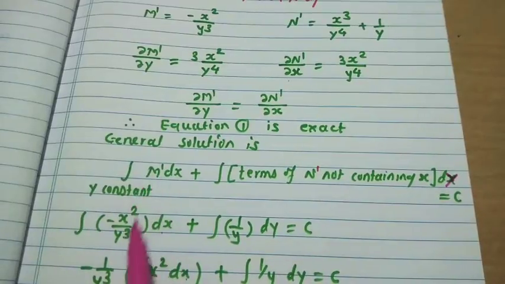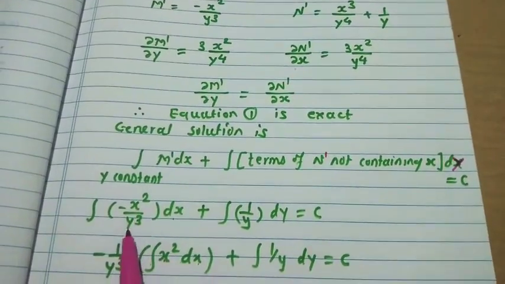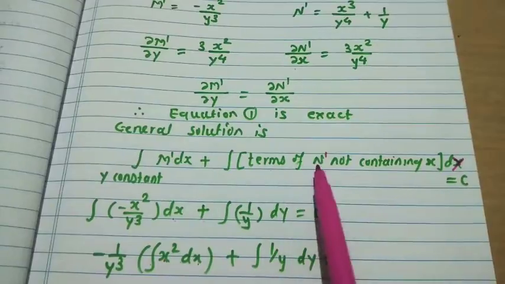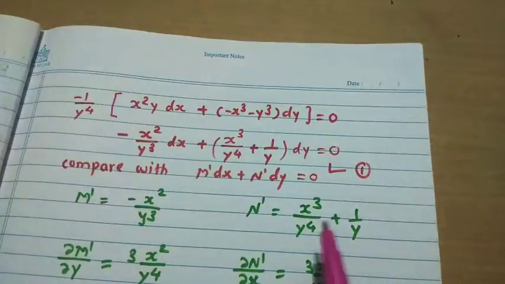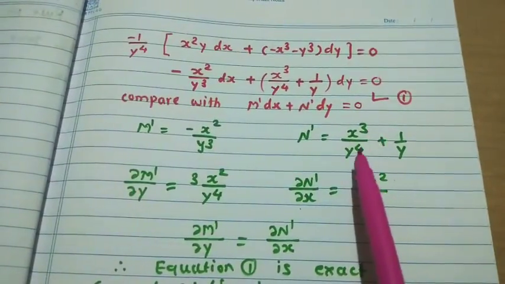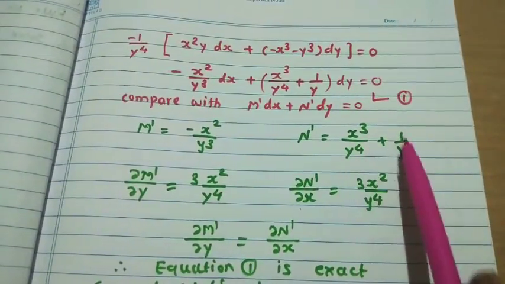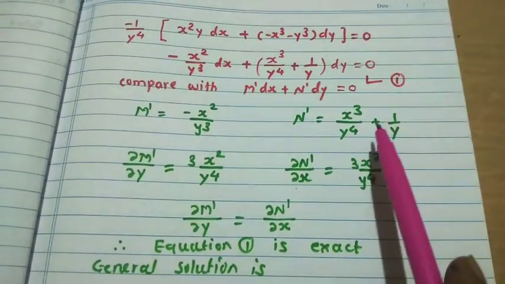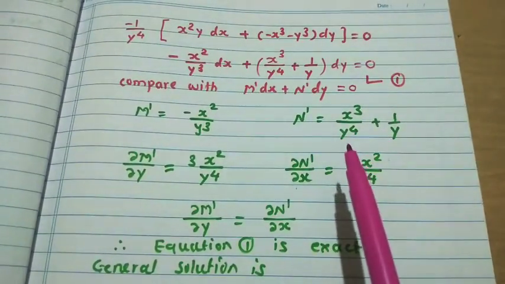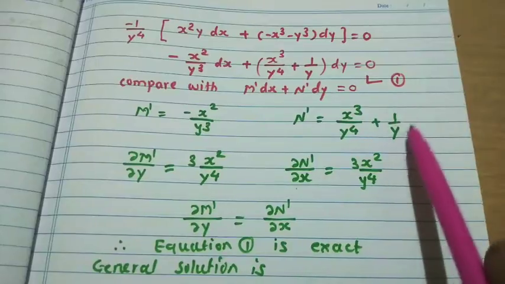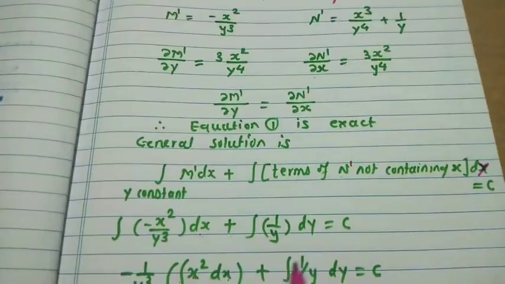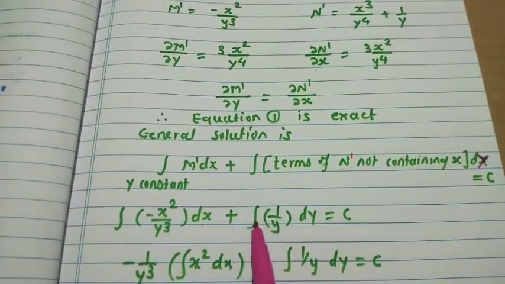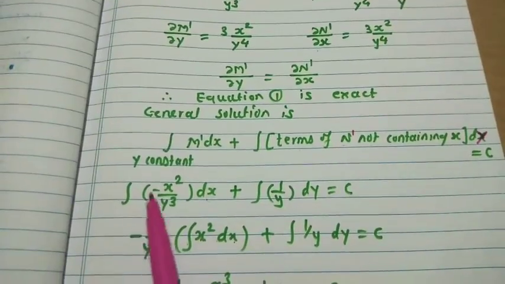Now put M dash as minus x square upon y cube dx plus the terms of N dash not containing x. Now see, the term N dash is x cube upon y raised to 4 plus 1 upon y. Here which is the term not containing x? There is only one term, 1 upon y, which is not containing x. So we'll write that term only here. So integration of 1 by y dy equal to c. Now take the integration of this.